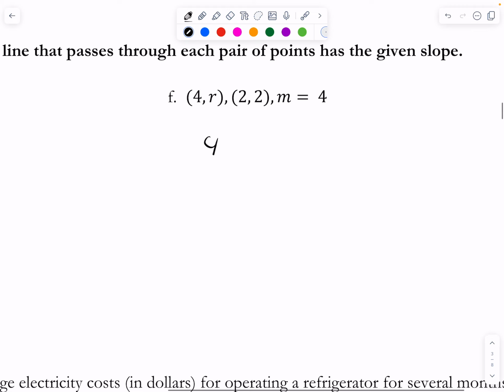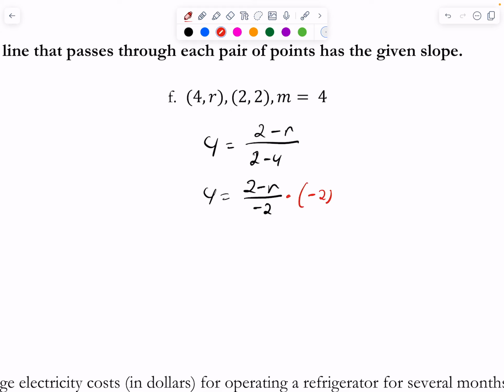All right, the slope this time is 4. The change in our y is 2 minus r over the change in our x, which is 2 minus 4. All right, I would recommend writing this. Actually, you know what? No, I wouldn't. But if you wanted to, you could write it 4 over 1 and do cross products again. I'm going to leave it like that and do 2 minus r over -2. Move the -2 over by multiplying both sides by -2. So that's going to be -8 equals 2 minus r. The opposite of r then is going to be -8 minus 2, which is -10. I don't want the opposite of r. I want r, which will be 10.